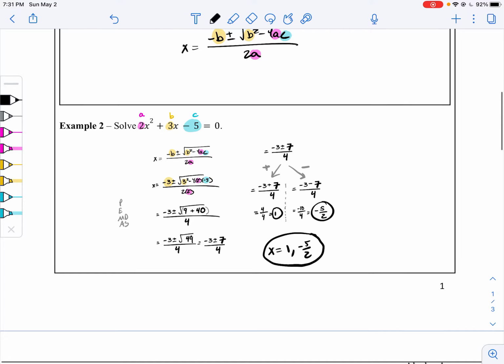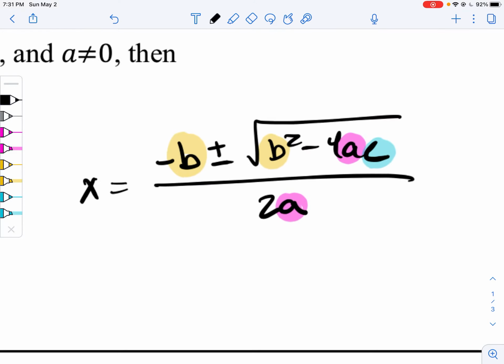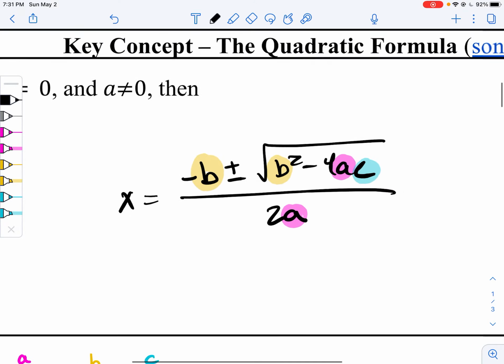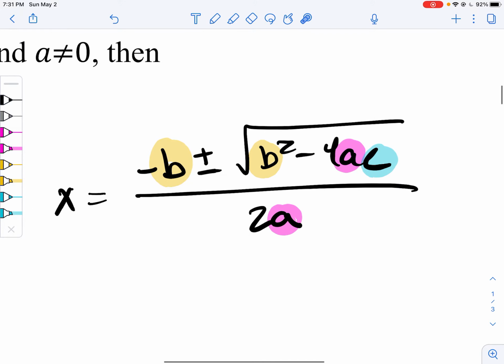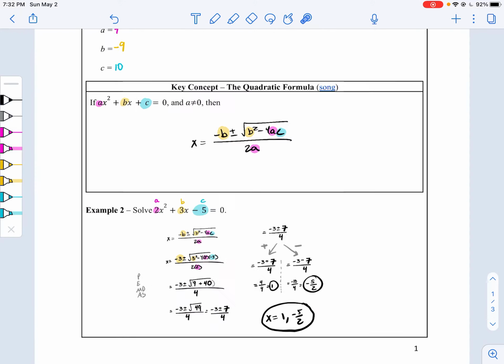So what is this equal to? Well, let's trace our equal signs all the way back, x. Final solution, x equals 1 and -5 halves. Awesome. That's how you use the quadratic formula. X equals -b plus or minus the square root of b squared minus 4ac all over 2a.